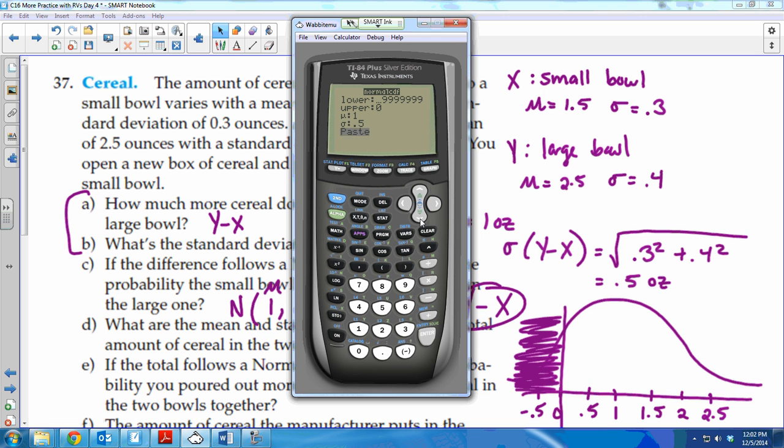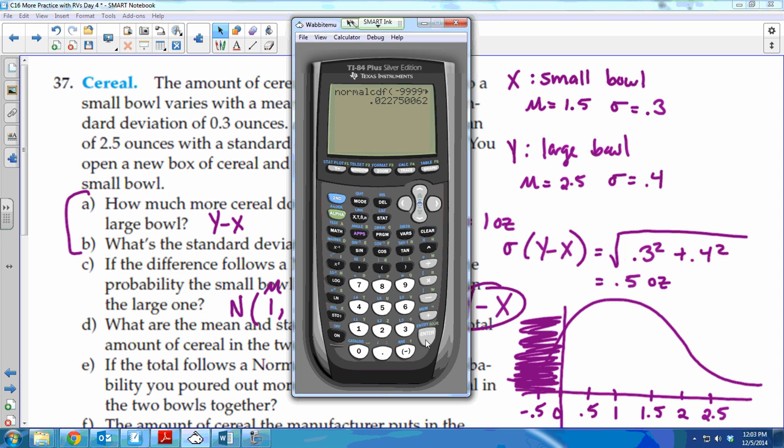So lower should be negative 99999 up to 0. Mean is 1, standard deviation is 0.5. Paste, hit enter. I'm going to get 0.023. That's the area that's shaded in my picture, and that's your probability. So 0.023 or about 2%, that's the chance that the small bowl contains more.